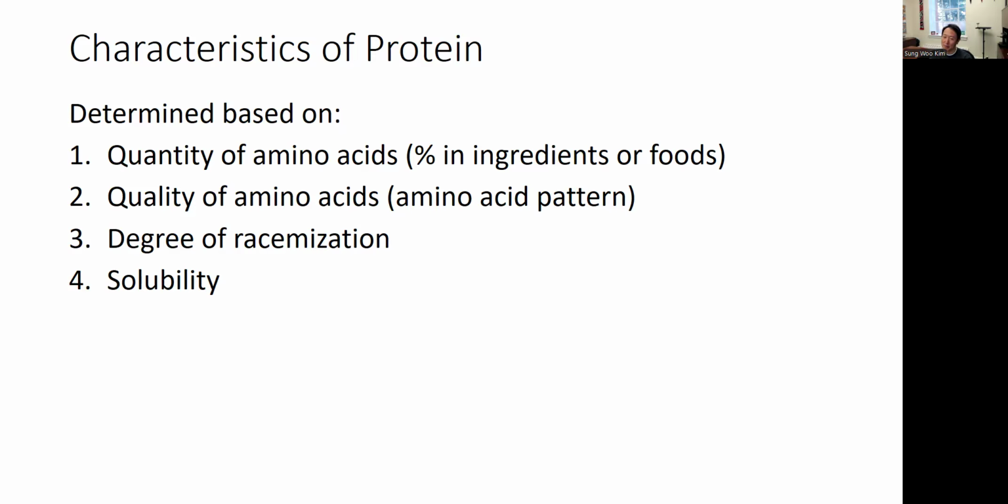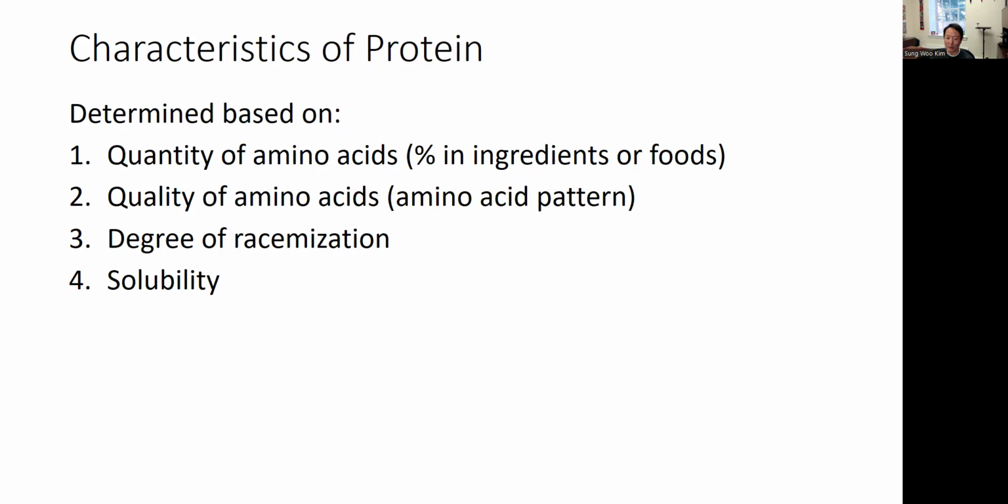And maybe typically we don't worry about this too much, but still the degree of racemization, we are talking about L-type amino acid versus D-type amino acid, or L-form or D-form amino acids, that will affect the characteristics of protein, right? We'll talk about it.